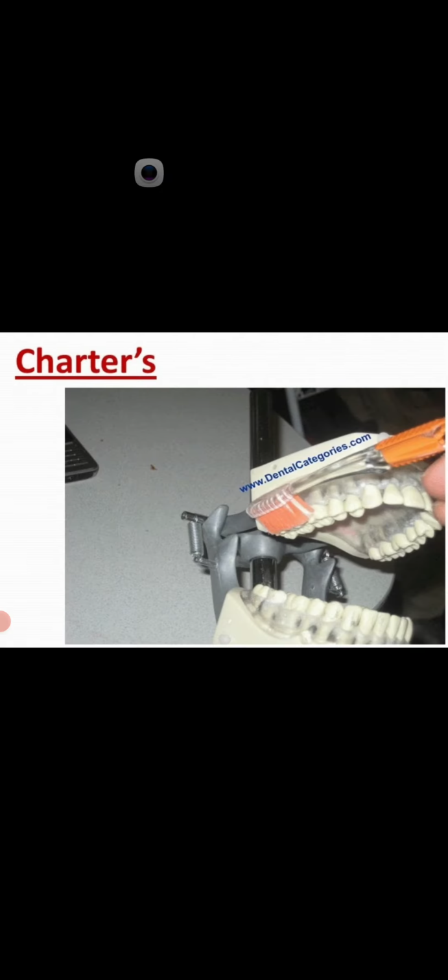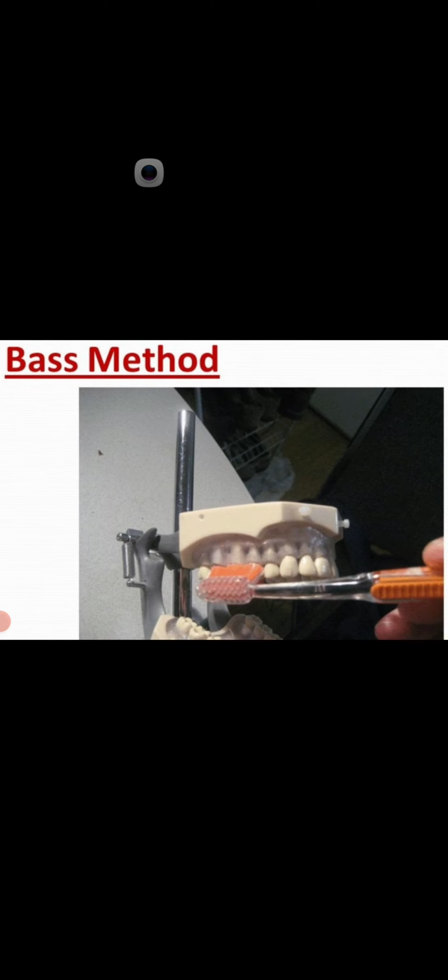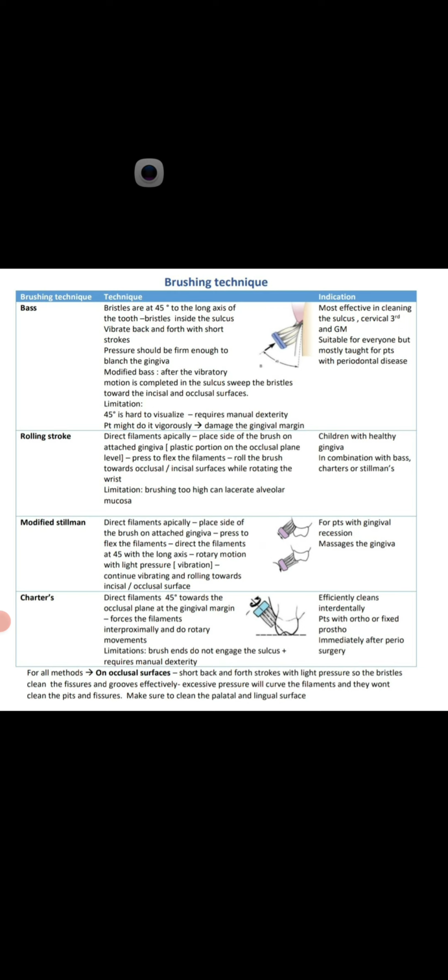Now this is all about the brushing techniques. Now come to the mnemonic, how we remember these techniques, because these are very important for the exam. Now remember, the first is the Bass method. In the spelling of Bass, there is an S for sulcus, S for sulcus, you remember.